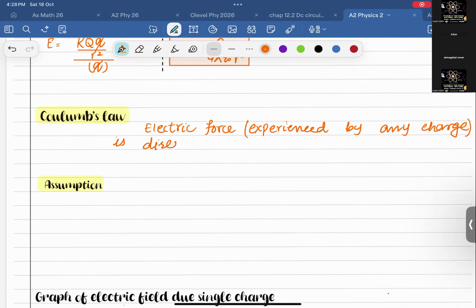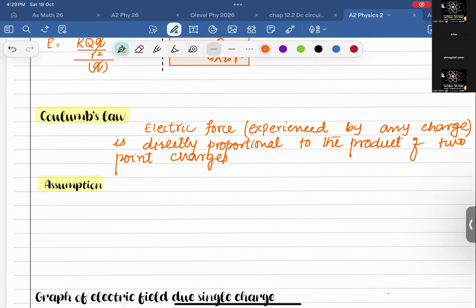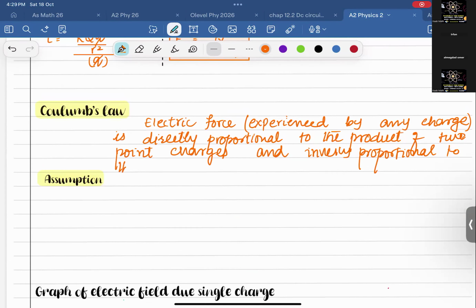So the electric force experienced by any charge is directly proportional to the product of two point charges and inversely proportional to the square of the separation, right?